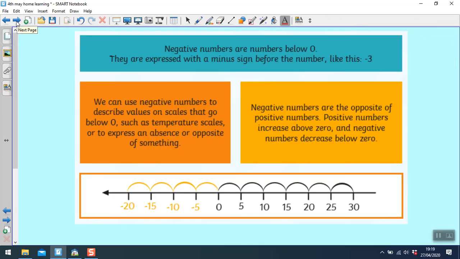Okay, moving on. Negative numbers are numbers below 0. They are expressed with a minus sign before the number, like this. Looks like take away 3, but we say negative 3. We can use negative numbers to describe values on scales that go below 0, such as temperature scales, or to express an absence or opposite of something. Negative numbers are the opposite of positive numbers. Positive numbers increase above 0, which is the black ones, and negative numbers decrease below 0.